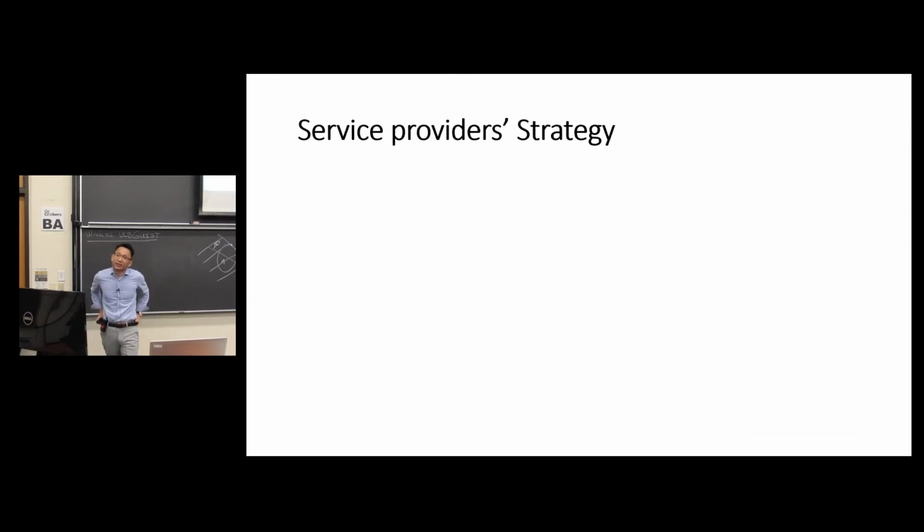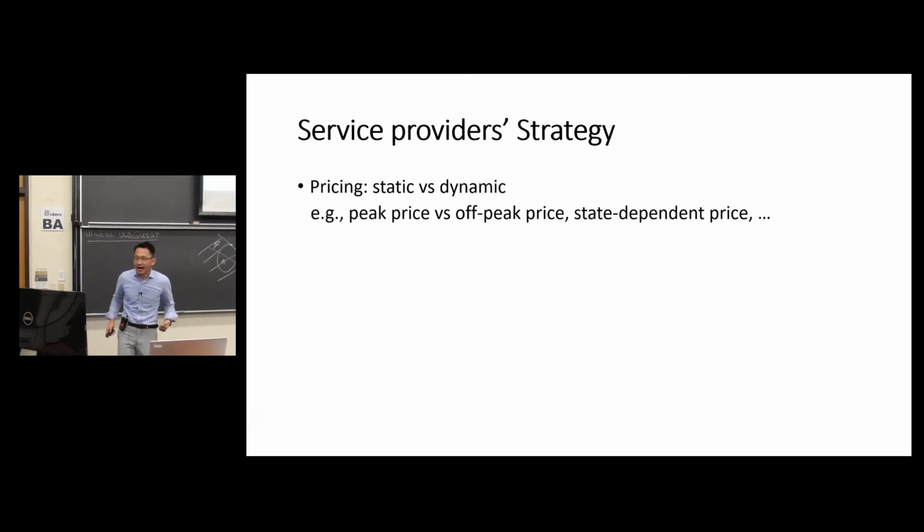So that's the customers. For firms and service providers, the first decision is pricing. The pricing could be static, or dynamic, or very dynamic, like peak price and off-peak price, changing a little by season. It can be very dynamic, depending on the state, the time to go, and the inventory availability. It also depends on what our competitors are doing. If they are going to do a promotion, probably we are going to do the same. So it depends on the market condition.